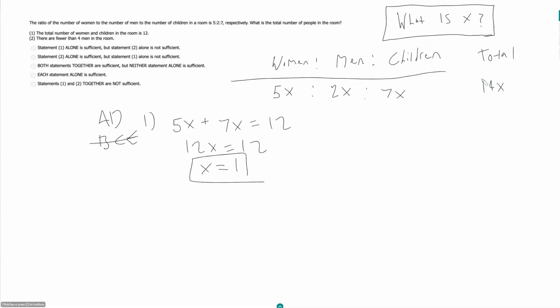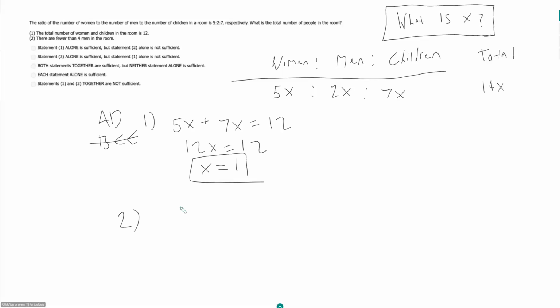Remember, technically they're asking for the total number of people, so there are 14 people in the room, but I don't even care about that. I get x equals 1. I rephrase my question as: what is x? Statement 2: there are fewer than 4 men in the room.